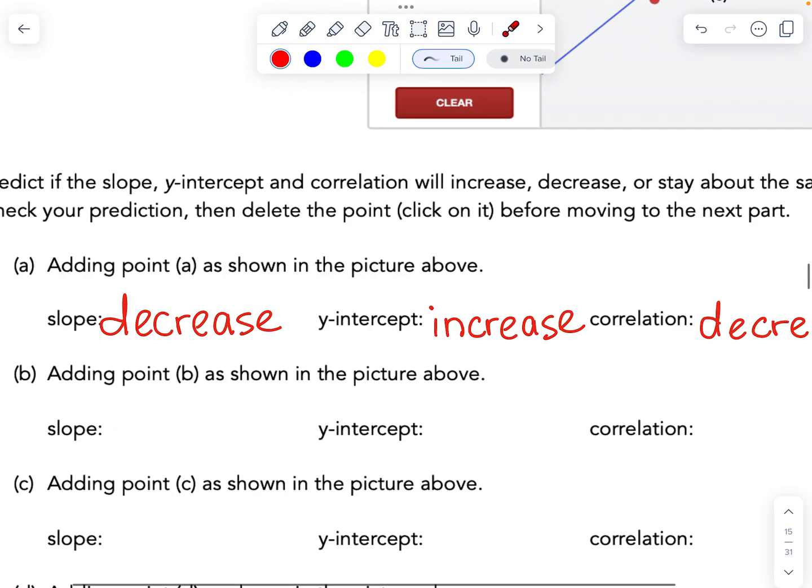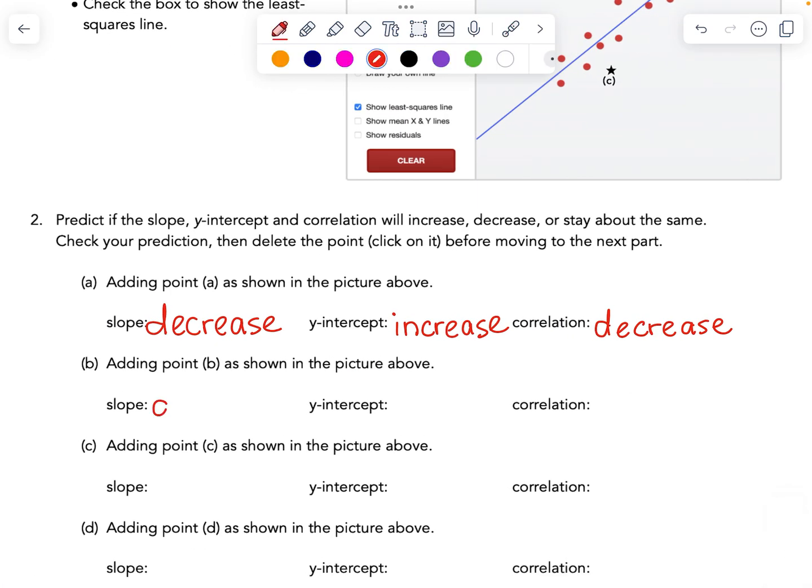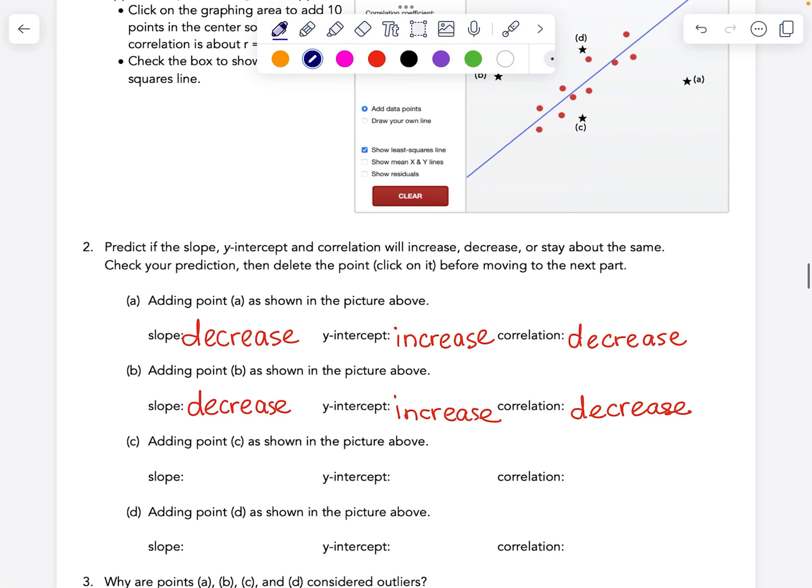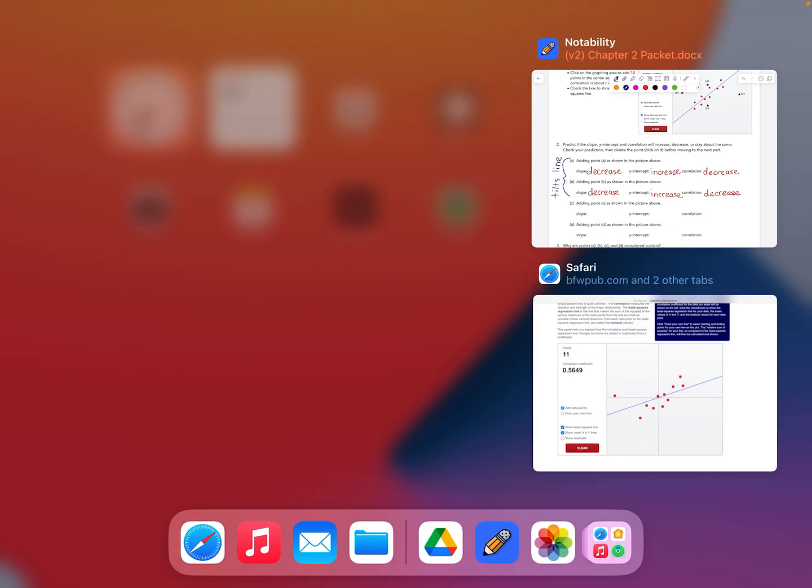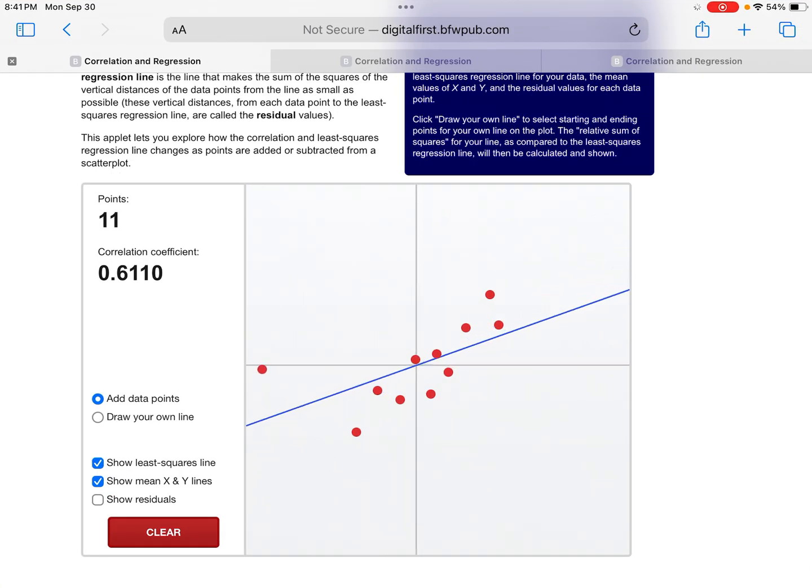So let's write that in. So what did we see that happened? Well, the slope decreased. The y-intercept increased. And the correlation coefficient decreased. And so for points A and B, what we can summarize for those 2 points is that those points actually tilt the line. Both A and B have this phenomenon happening where the line is literally tilting towards it to meet it. Okay?